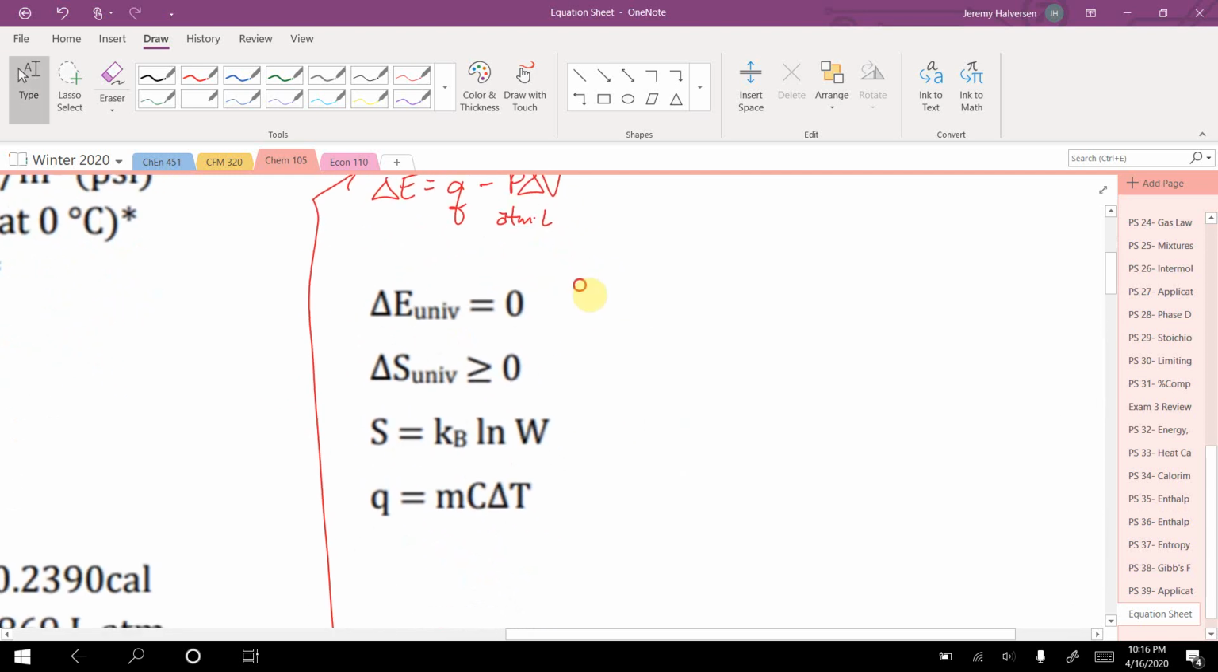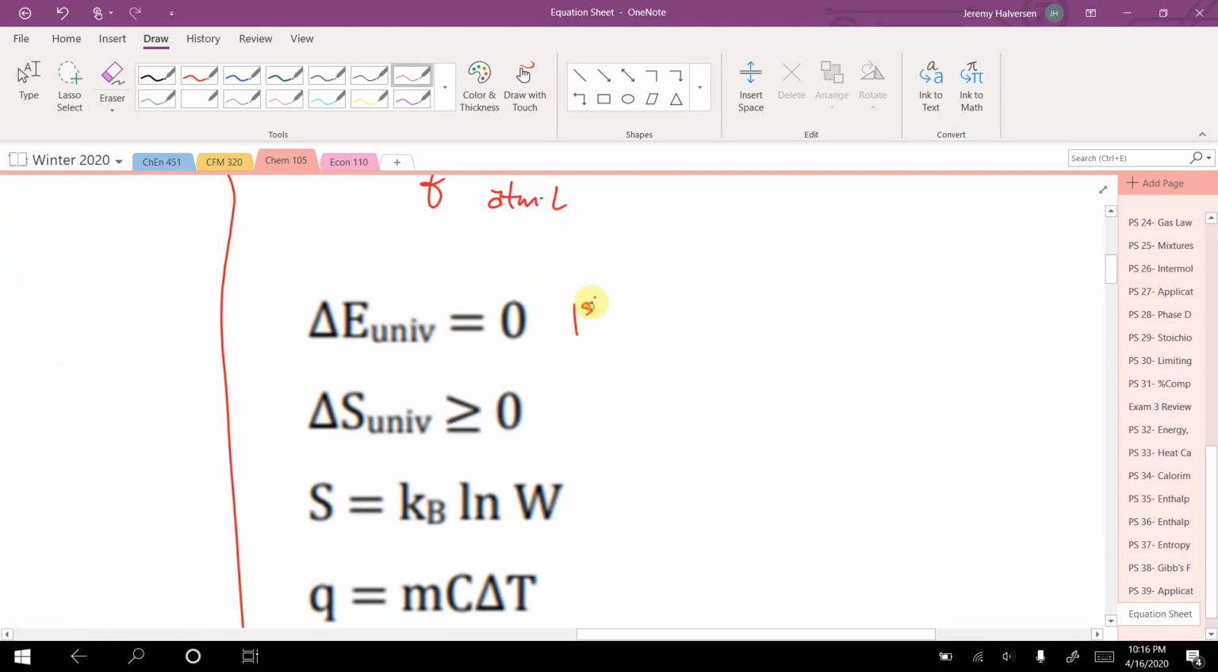All right, this next one, this is the first law of thermodynamics. It says the total energy of the universe does not change. Or energy can't be created or destroyed. The total change in the energy of the universe is 0. So energy can just be transferred from one form to another or from one thing to another, but it's never created or lost.